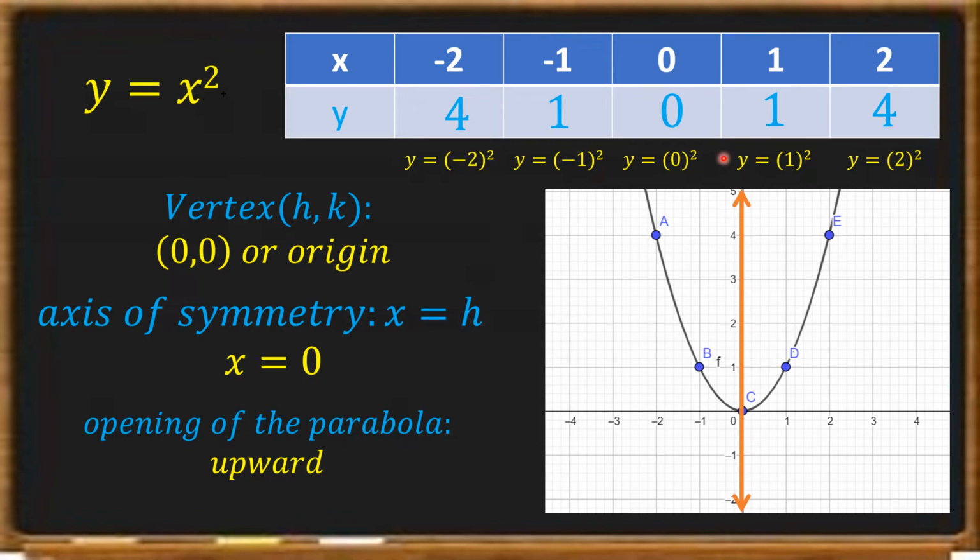Okay, so, what if our y equals x squared? Add something constant. So, let's add something constant here.